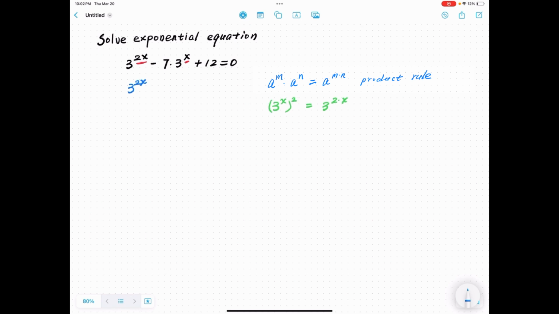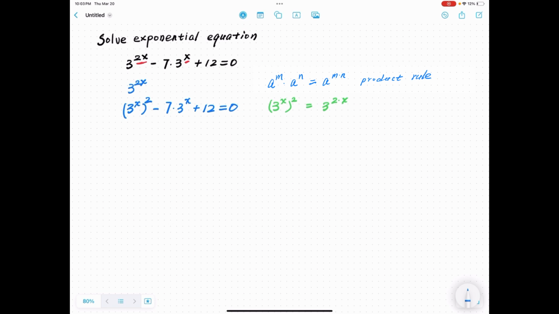Okay, now we can change this to 3 to the power of x to the power of 2, or 3 to the power of x squared. And then we have minus 7 times 3 to the power of x plus 12 equals 0. We have actually transformed this equation into a quadratic equation. If you don't see it, let's make it look even more like a quadratic equation.